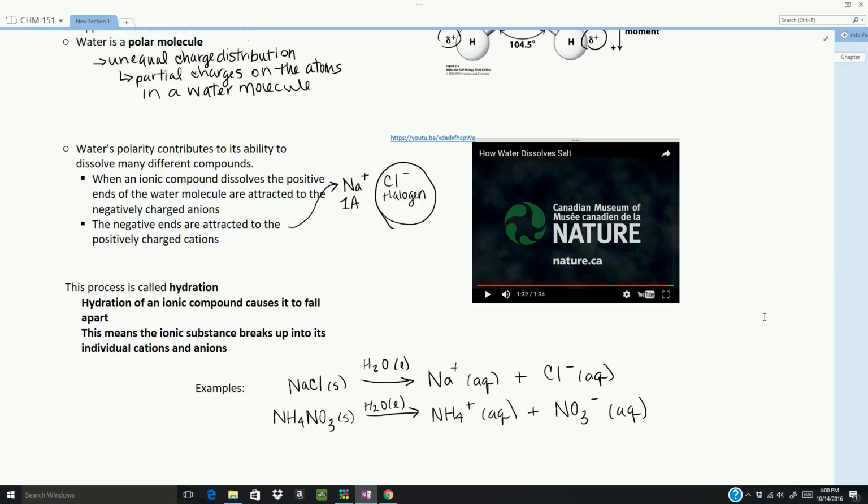Okay, the overall message for this section is that there are two different components of a solution, the solute and the solvent. Remember, the solute is what's being dissolved, and the solvent is the dissolving medium. Water is a common solvent, and you need to understand how water actually dissolves ionic compounds, just like we showed in that example.